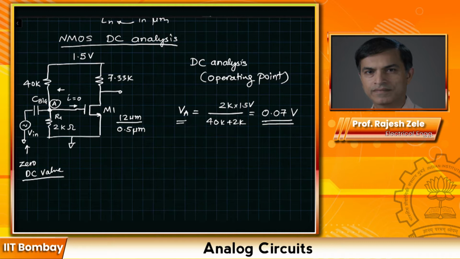What do you think will happen with VA of 0.07 volt? Which mode of operation is the MOSFET M1 going to be in? I would like you to think about it for a second before I give you the answer.